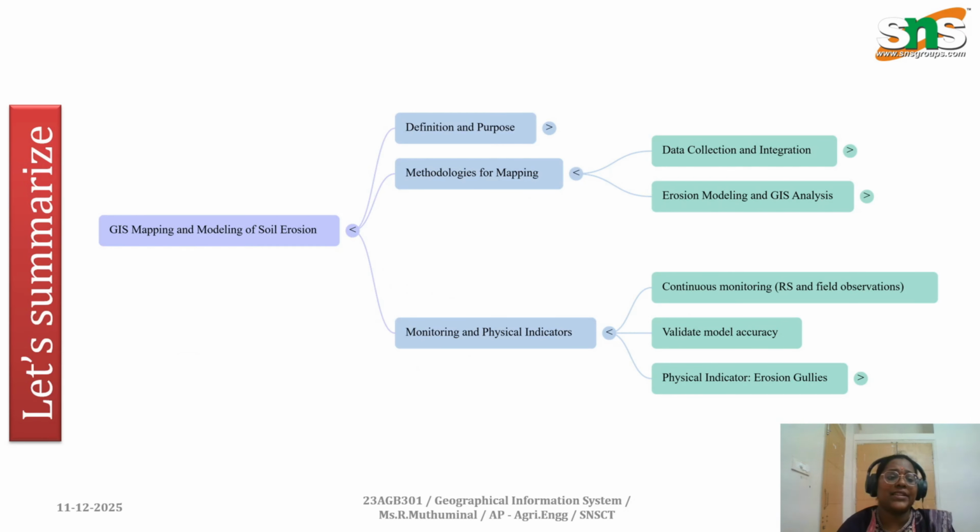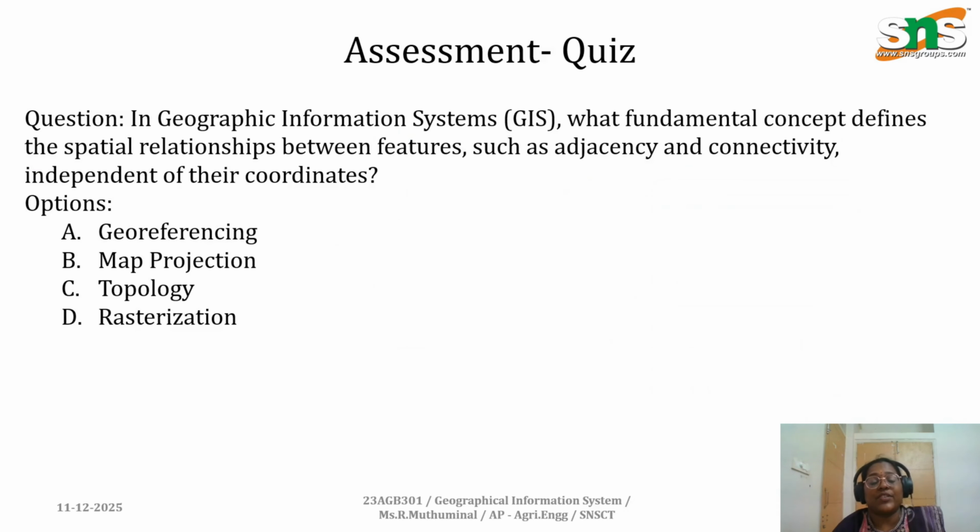So let us summarize what we have seen today. We have seen about GIS mapping and modeling of soil erosion, the definition and purposes, methodology for mapping, and the monitoring and physical indicators like data collection and integration, validating model accuracy with the help of continuous monitoring and physical indicators.